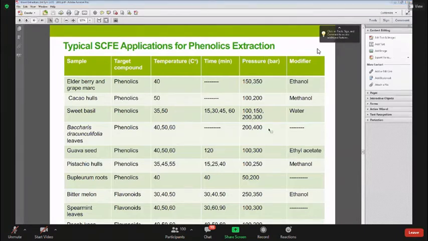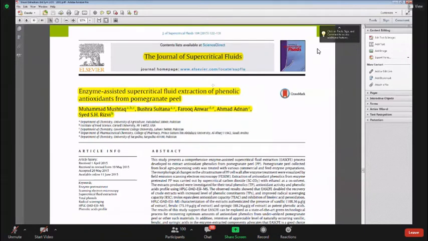Here, I would like to share another article where we used enzyme-assisted supercritical fluid extraction for the extraction of phenolics from fruit peel, and we were able to extract both hydrolyzable and non-hydrolyzable phenolic compounds effectively. In another recent article, we used enzyme-assisted supercritical fluid extraction. Similarly, you can see some other articles here.